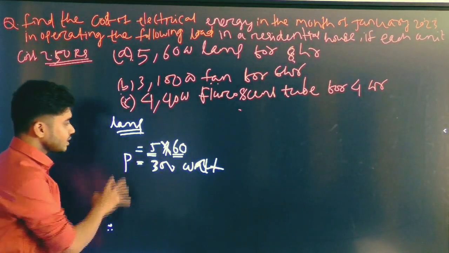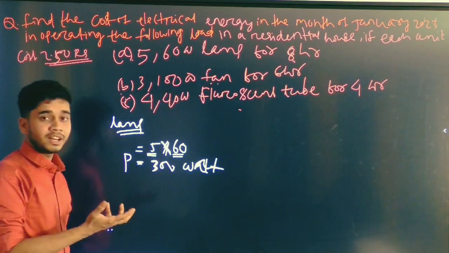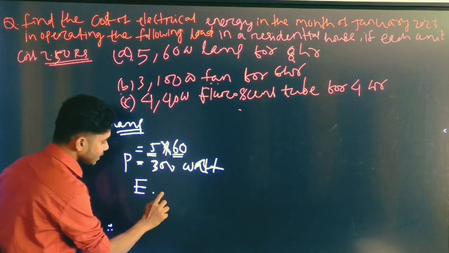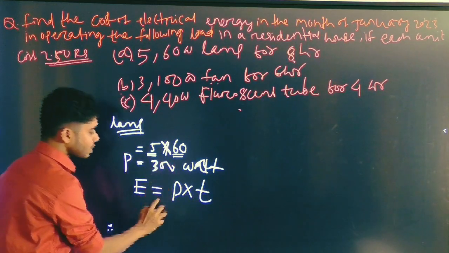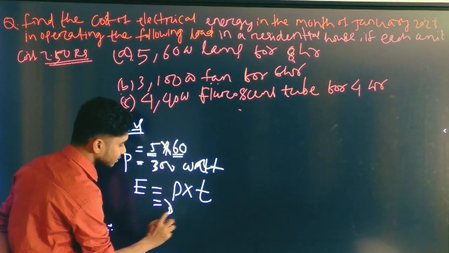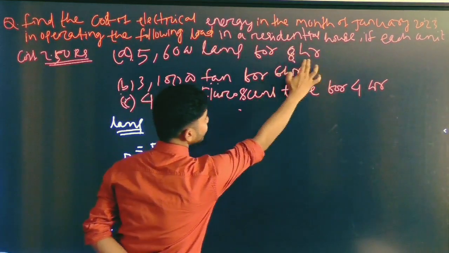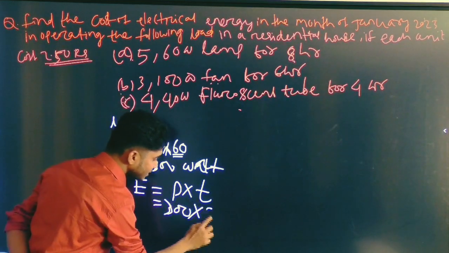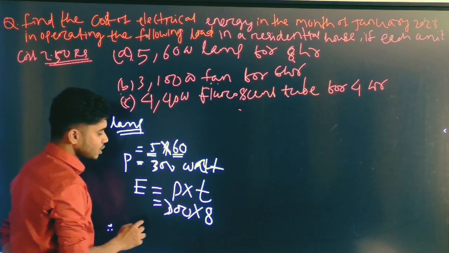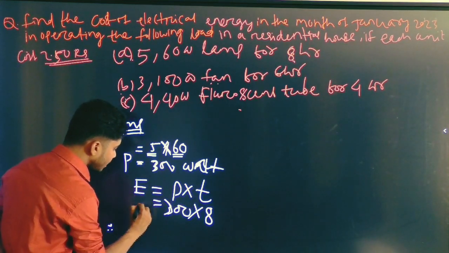Now this is the power calculation. We have not calculated energy yet. So what is the procedure to calculate energy? The formula to calculate energy is power into time. We have already calculated power, which is 300, and these lamps are connected for a period of 8 hours every day. So we need to multiply by this time factor, which is 8 hours. Power into time is our energy. So this is the way you can calculate the energy.